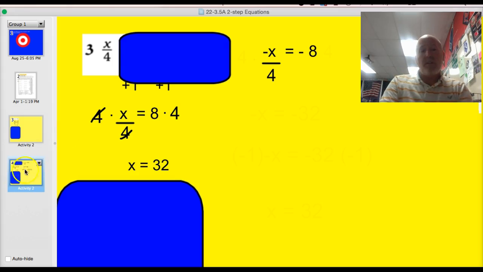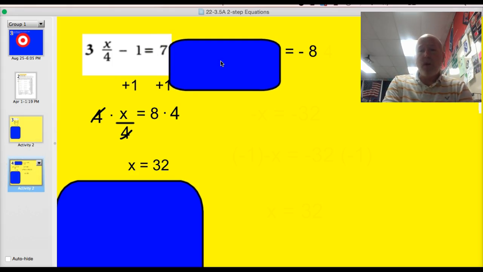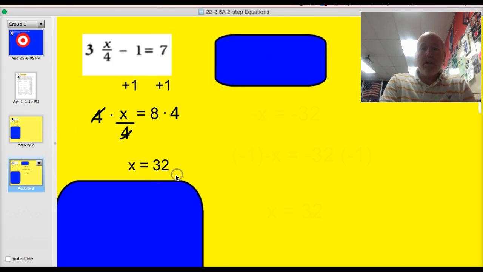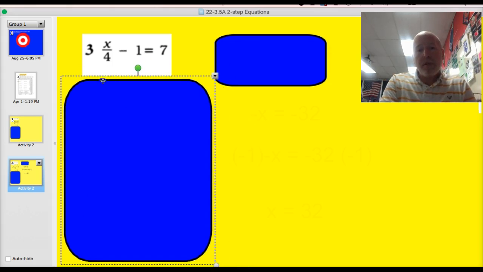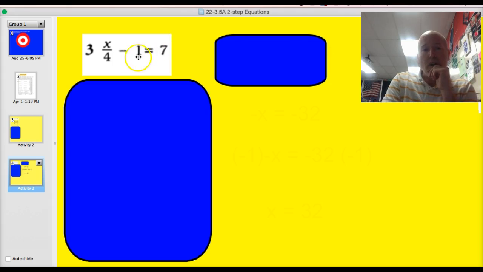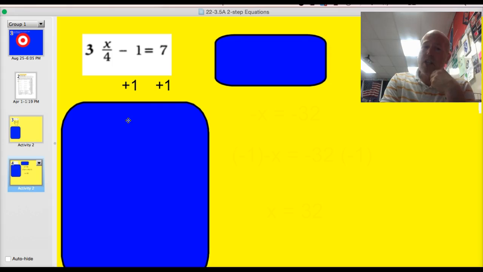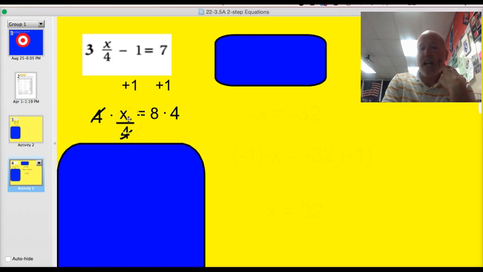Take a look at this one here. On this one, you actually have a fraction involved. You have x over 4 minus 1 equals 7. Same thing, get rid of this dangling 1. So we'll add 1 to both sides to get rid of it. Now we've isolated it down. We've just got x over 4 equals 8.